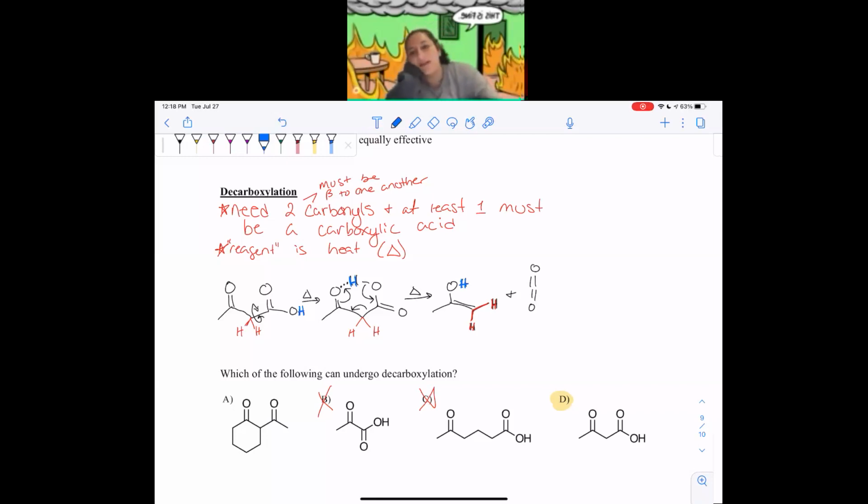Yeah, it's entirely an intramolecular reaction. And we can say it's like a cleavage because we broke something off of it.